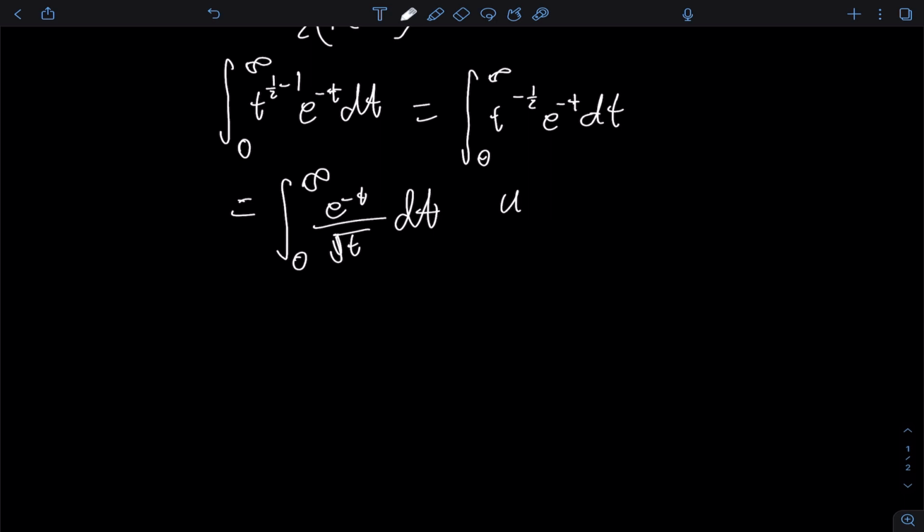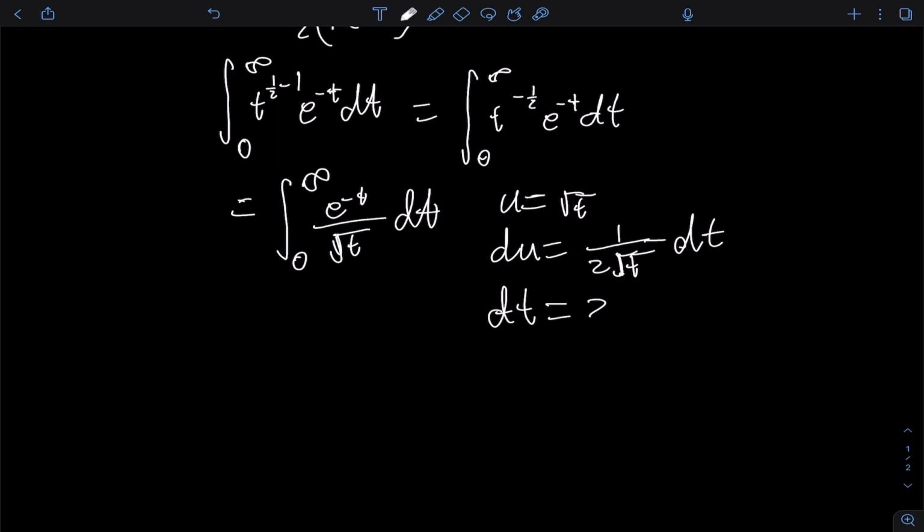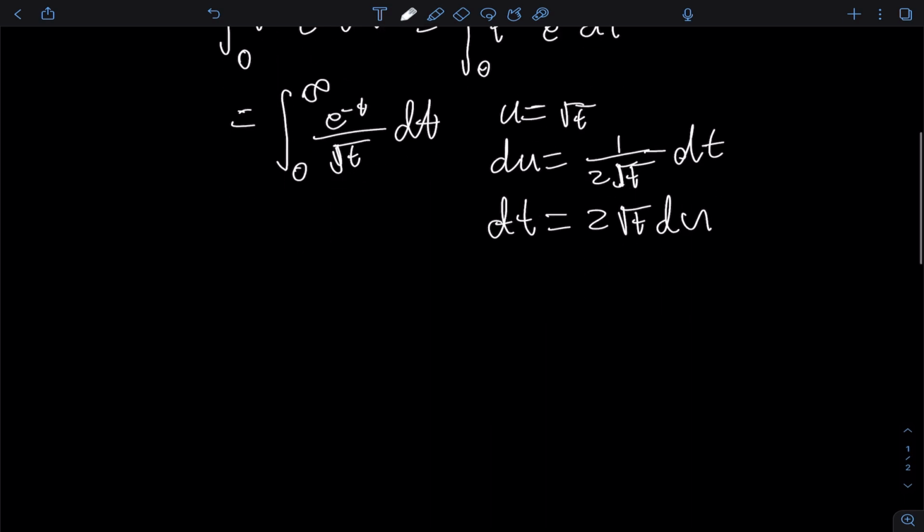So we can try setting u to be, let's see, the square root of t. So therefore, du is going to be, the derivative of a square root of something is always 1 over 2 times the square root of that thing times the derivative of the inside. So the derivative of t is just 1. So that is what we have here, dt. And therefore, multiplying by 2 root t on both sides, we get dt equals 2 root t du.